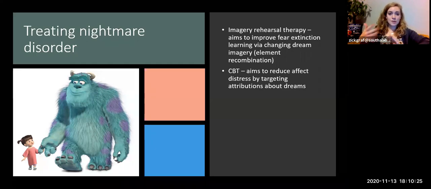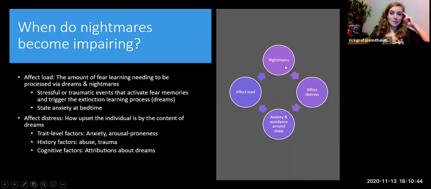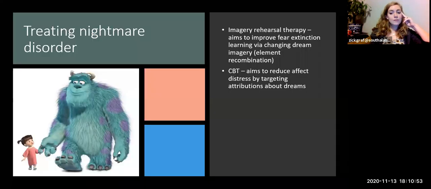Also, just rescripting the dream and rehearsing it while they're awake can serve some of the same functions of extinction learning that a dream would serve when they're asleep. So even if they can't actually change the content of their dream, going through that process of changing the script of their nightmares while they're awake can help too. So that intervention tries to affect the nightmares themselves, making the nightmares more effective at extinction learning and reducing the intensity and distress that comes from them.